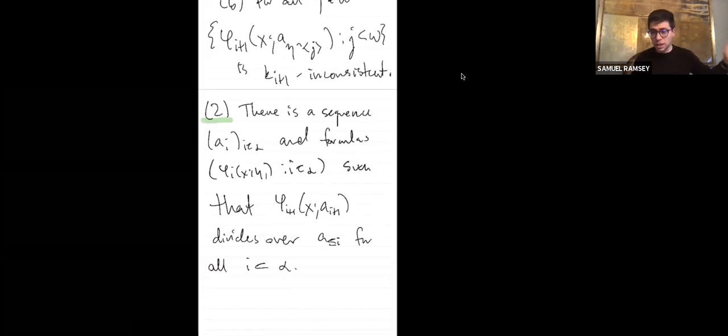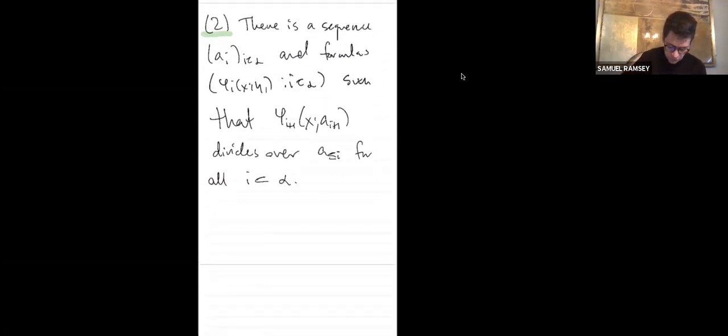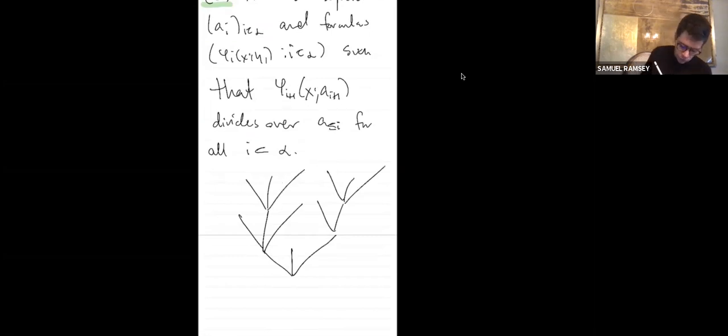Okay, so this says if you have a chain of formulas that are dividing, each one over everything that came before, then you can build a tree of a certain height. So let's draw the picture of what's happening here, because the proof of this is extremely easy, even though understanding the statement is maybe the complicated thing. So let's draw a tree. In our tree, each level will be decorated with a formula: phi_0, phi_1, phi_2, phi_3. And you'll notice this looks an awful lot like the tree property, right?